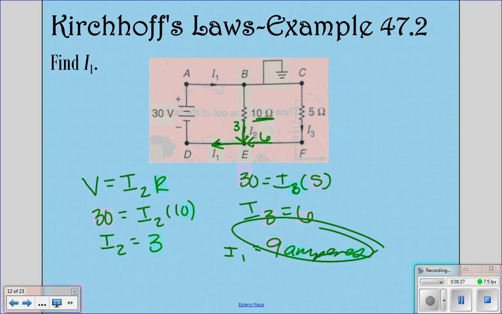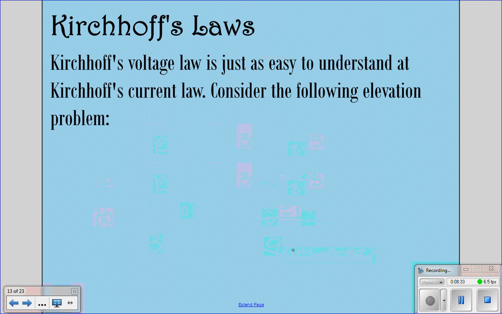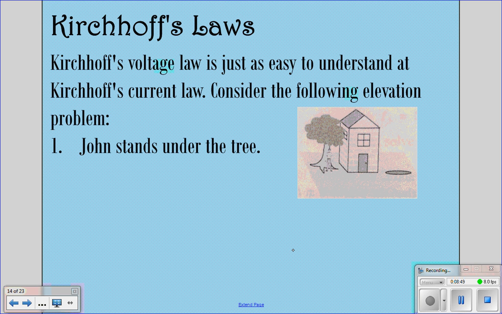Okay, so now we're going to look at Kirchhoff's voltage law. And it says that it's just as easy to understand as Kirchhoff's current law. And so it says to consider the following elevation problem. And I think the way that they explain this is kind of funny. They use a picture, and I didn't make the name up. It's John. John stands under the tree. You see John right here?